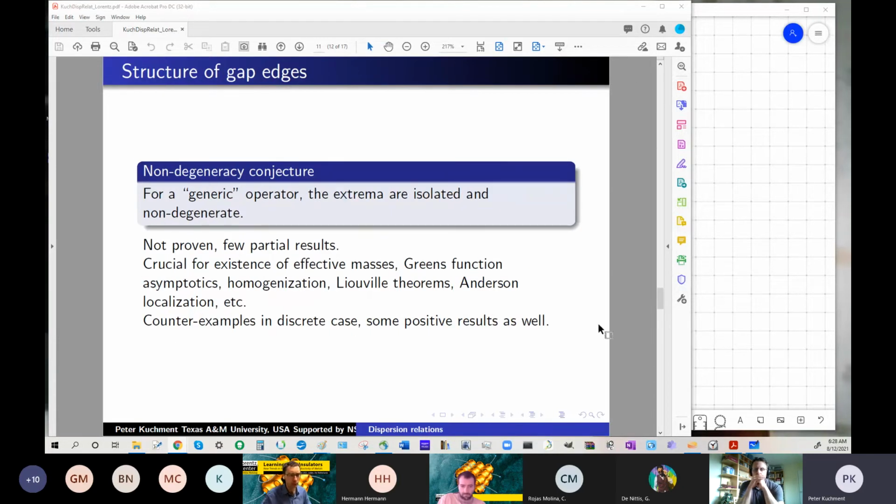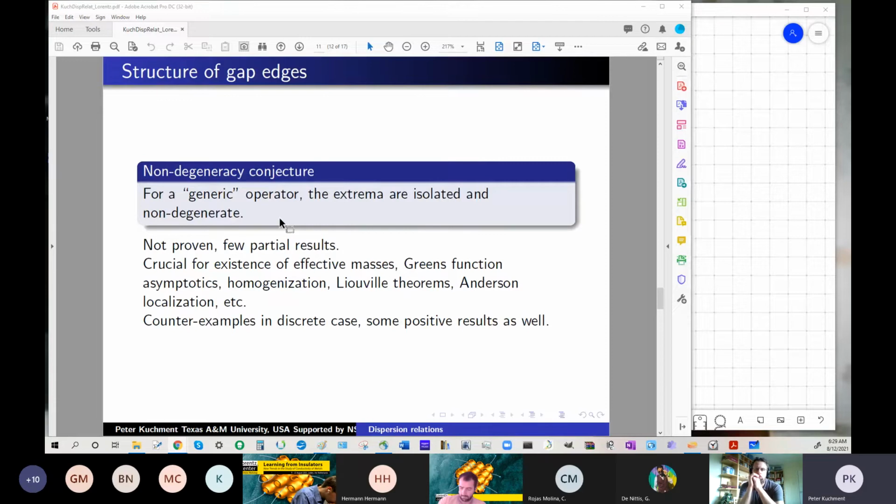Now, only now I get to the subject of the talk, unfortunately. Now, more about structure. Analytic properties of the dispersion relation and the Fermi surface. First of all, as I mentioned, the edges of the spectrum occur where you have extrema, maxima or minima, of the dispersion relation.